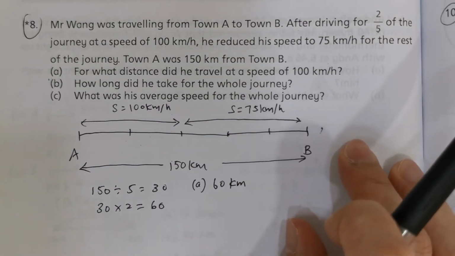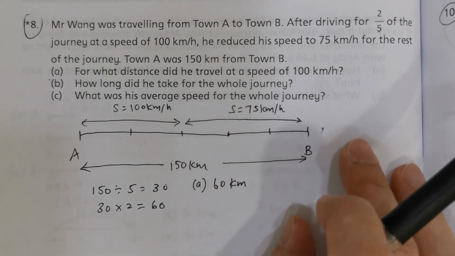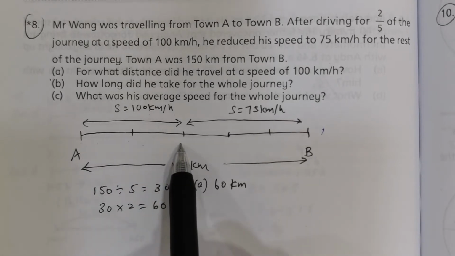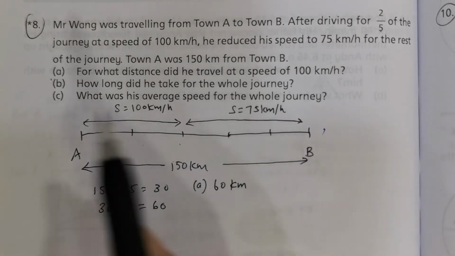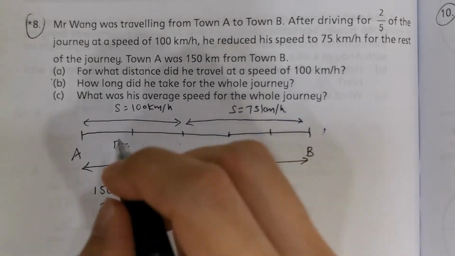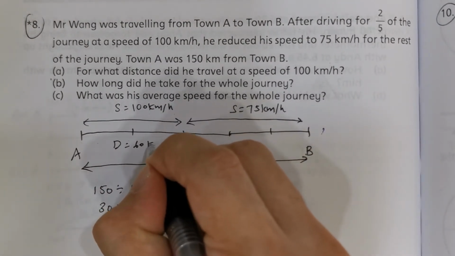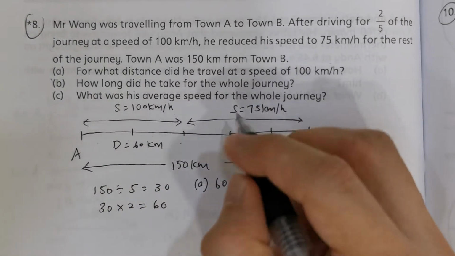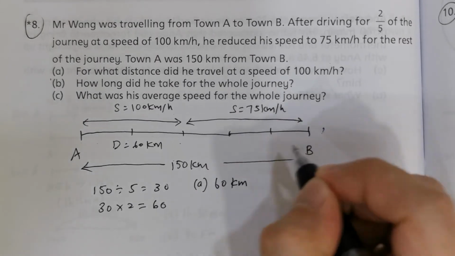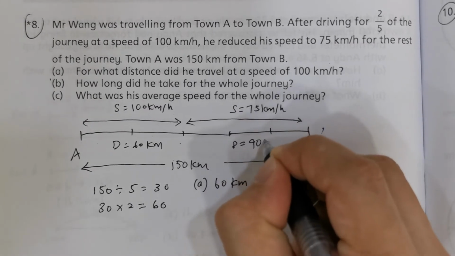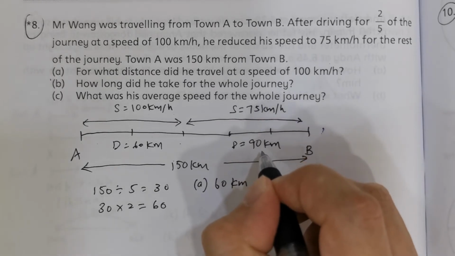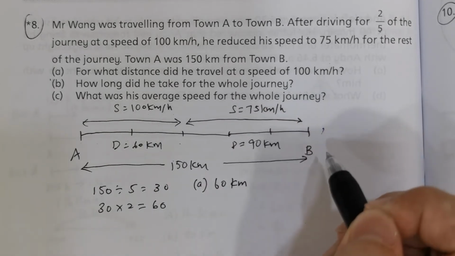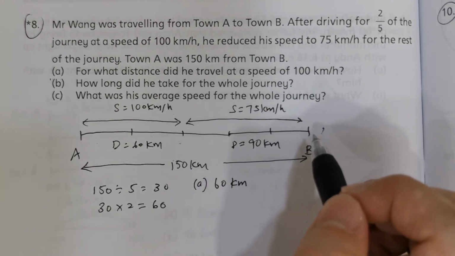Okay, to find out about time, first of all, you need to know the distance for these first 2 parts and the distance for the next 3 parts, because only when you know the distance for the next 3 parts, then you can find the time for the first 2 parts of the journey. Then for the next 3 parts of the journey, you can calculate that. That is actually 90 kilometers. With 90 kilometers and the speeds, you will be able to find the time for the next 3 parts of the journey. Then after that, you can just simply add them up.